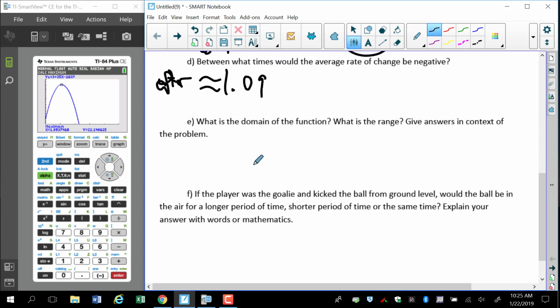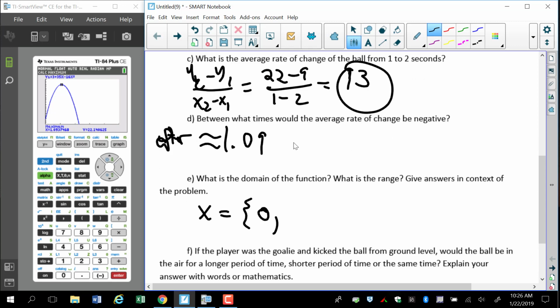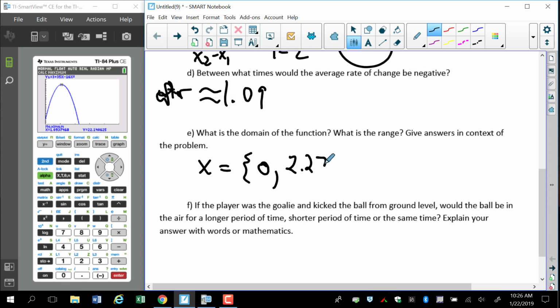So the domain of the function is our x values, and our x is going to go from 0 seconds to, we said it hits the ground at 2.27. That's going to be our domain, because remember the domain is the x values, and the range is going to be a maximum of 22.1. If you look over here on the calculator, it's going to go about 22 feet in the air. So it's going to start at 0 feet and work up to about 22.1 feet.